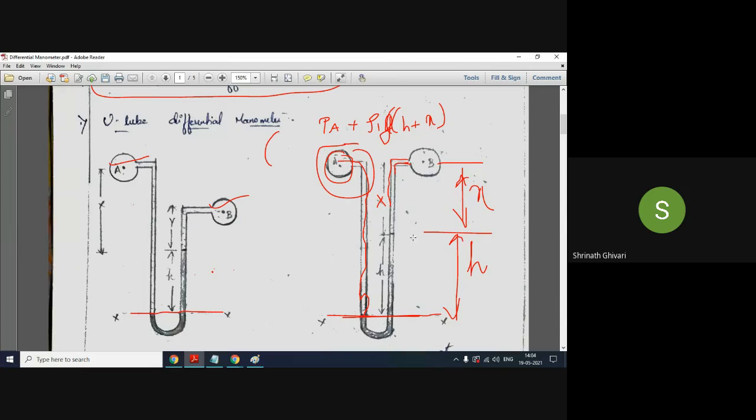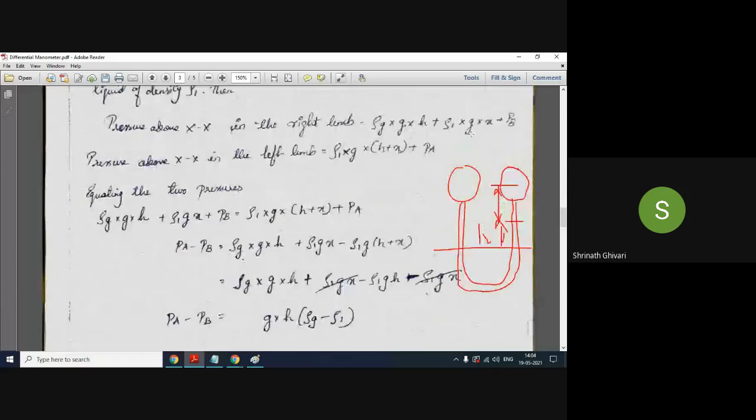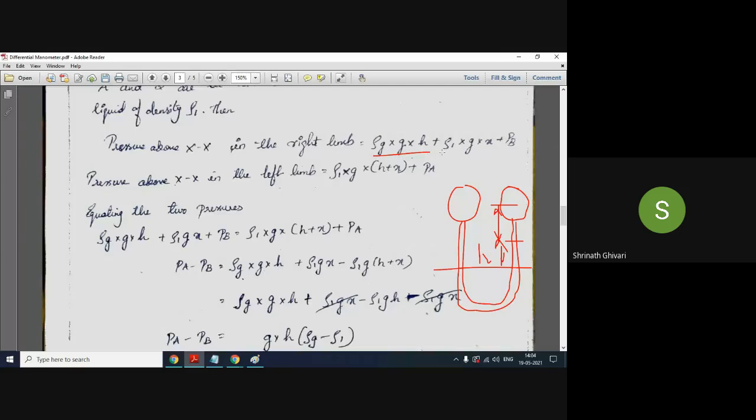Next is pressure at the right column. This is an easy one. You have done it. PB plus rho g into h plus rho 2 g into x. Correct? So rho g into h plus rho 1 g into x, plus PB. Sorry, it is rho 2. Then rho 1 g into (h plus x) plus PA. Am I right? Are these two right?